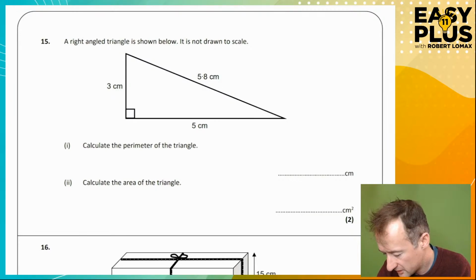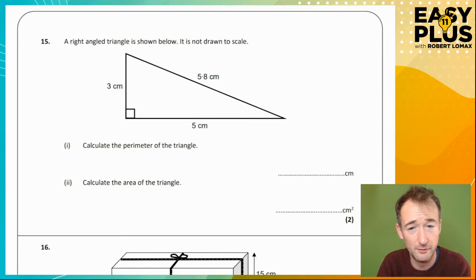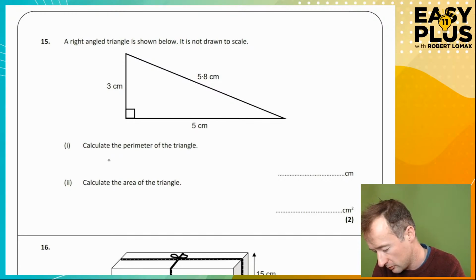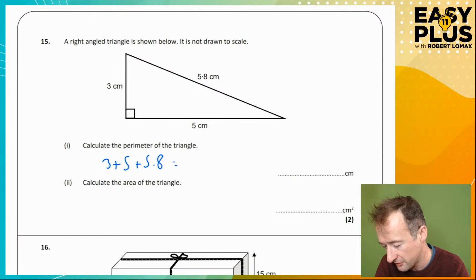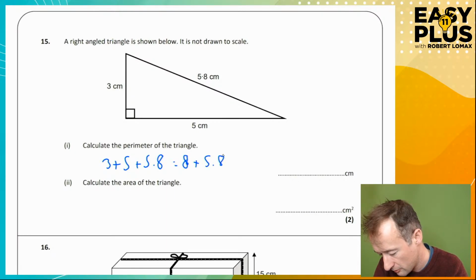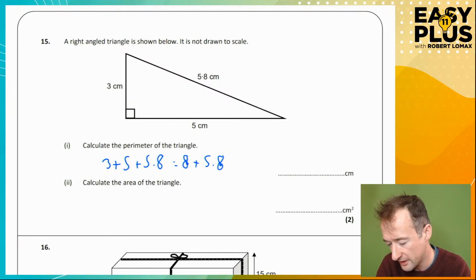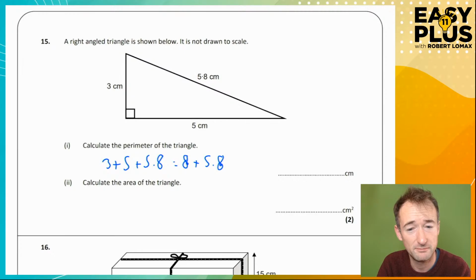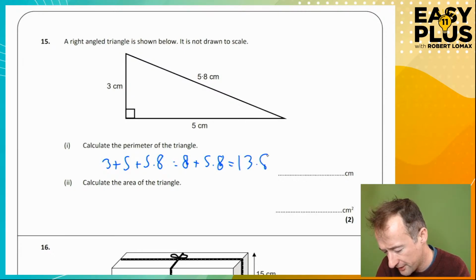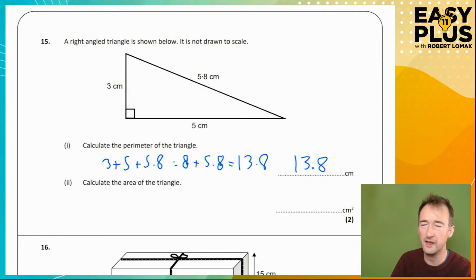Calculate the perimeter of the triangle. Well, that's easy. We add up the distance around the outside. So we do 3 plus 5 plus 5.8. I think there's a bit of a decimals test here. So it becomes 8 plus 5.8. What's 8 plus 5.8? Well, what's 8 plus 5? 13. 13.8.